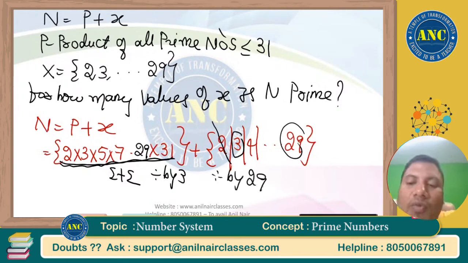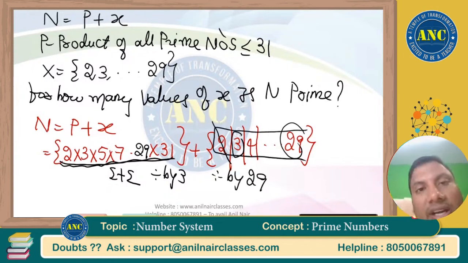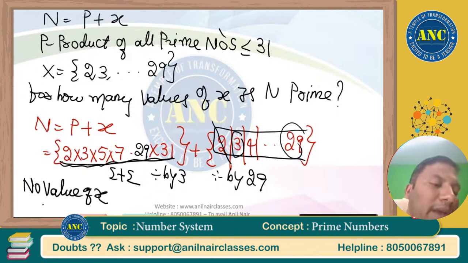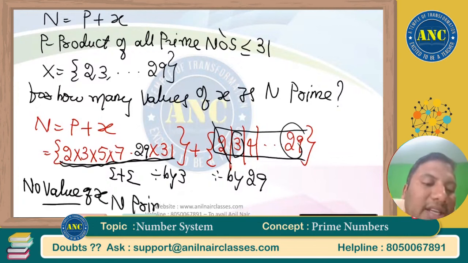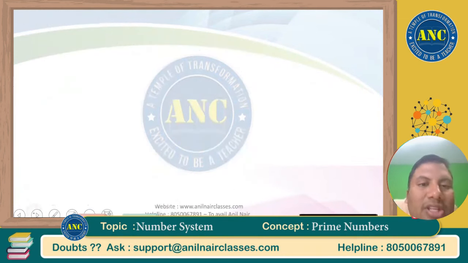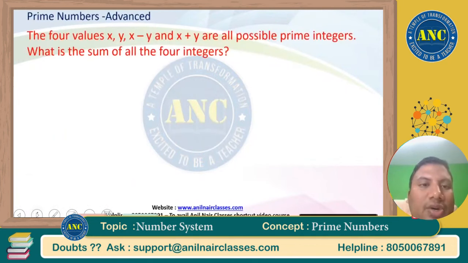Every term, whatever the elements that are there in X, whether it is 2, 2 is a part of P. If it is 3, it is a part of P. If it is 4, the factor of 4 is a part of P. 5 is a part. 6, if it is a composite number in X, the factors of that composite number are present in P. So everything will become a multiple of K. K could be 3, K could be 5, and so on up to 29. No value of X will make n a prime number. I hope the idea is clear. Very good questions. Based upon this one, let us solve some previous year CAT questions.